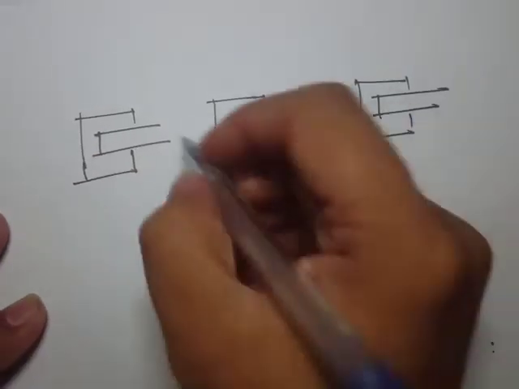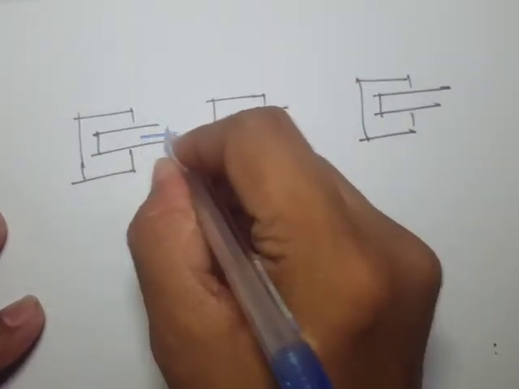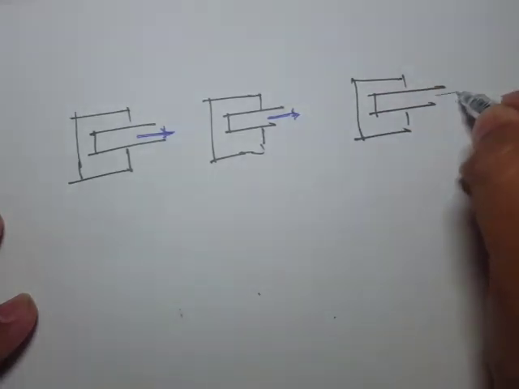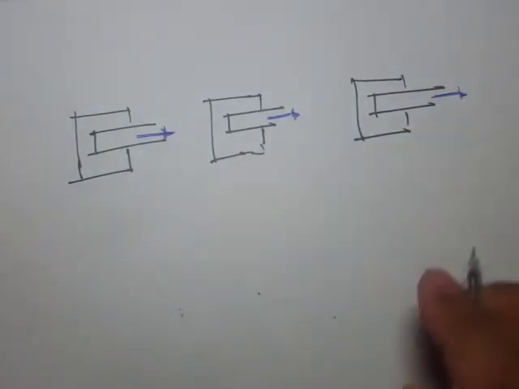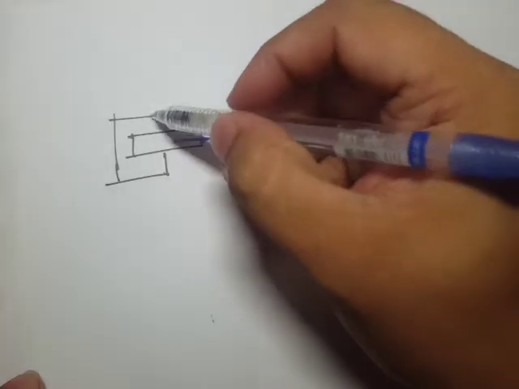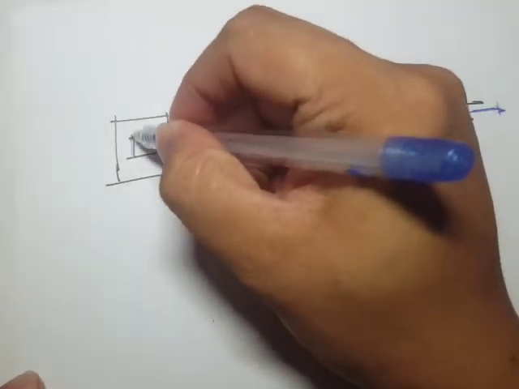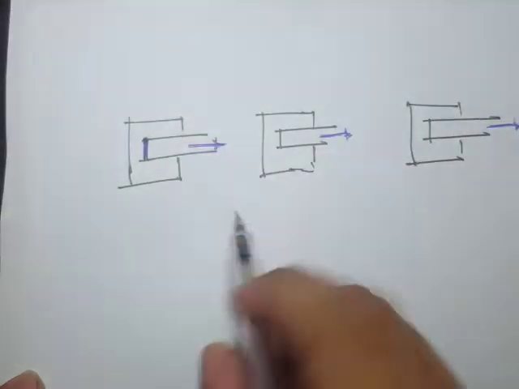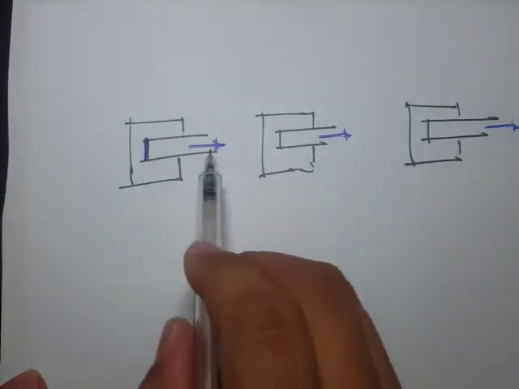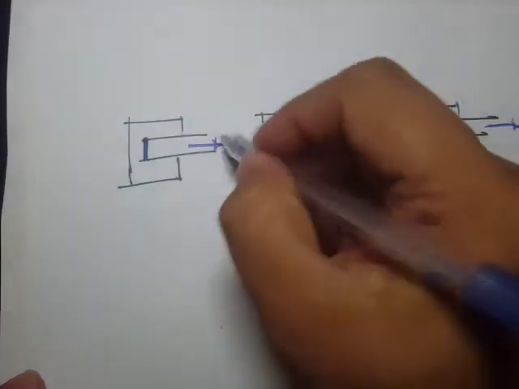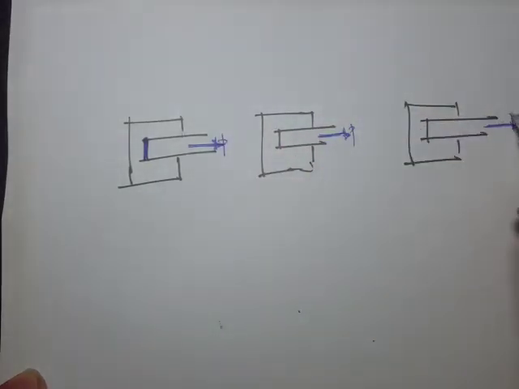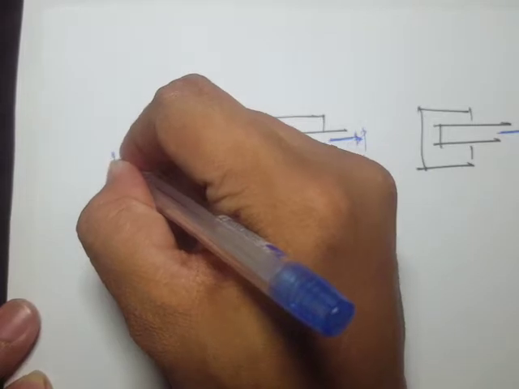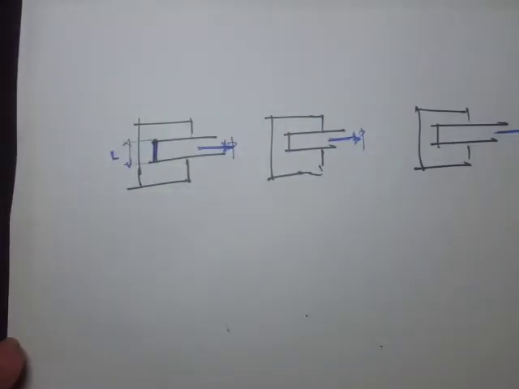Okay, so let's say this is our load P, and then this is our load P. Now, for this case, what if I weld it here? So meaning that the weld length is perpendicular to the loading direction, and we say this is L, meaning that's the weld length.